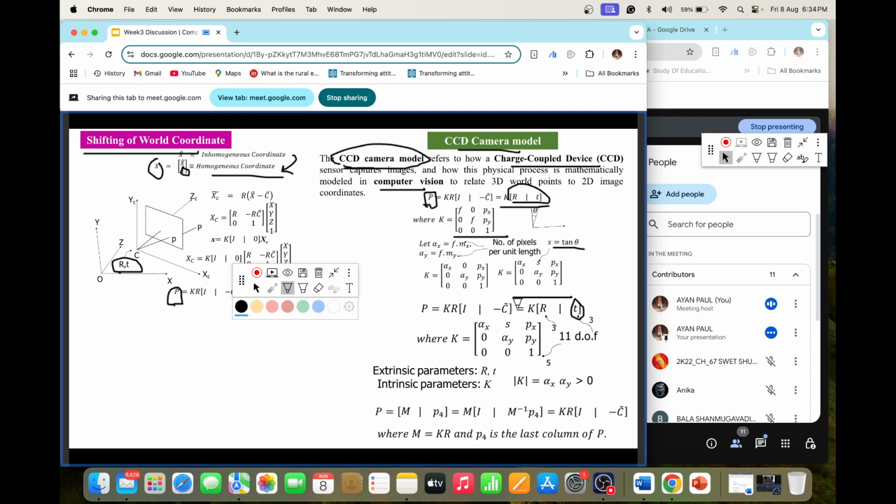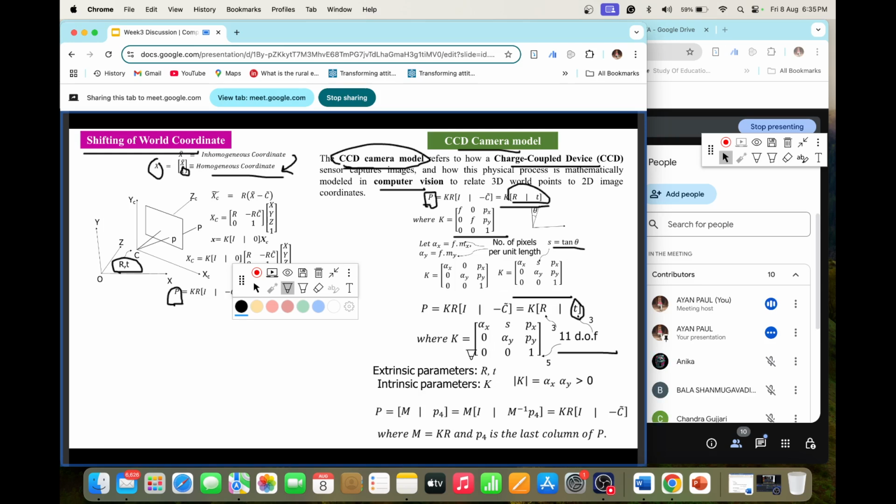So again I am repeating how 11 degrees of freedom: P equals K into this RT matrix. The K matrix is this matrix, where we have 5 degrees of freedom. The rotational matrix has 3 degrees of freedom. The translational vector has 3 degrees of freedom. So our total will be 5 plus 3 plus 3, that is 11 degrees of freedom. So this P matrix will have 11 degrees of freedom.